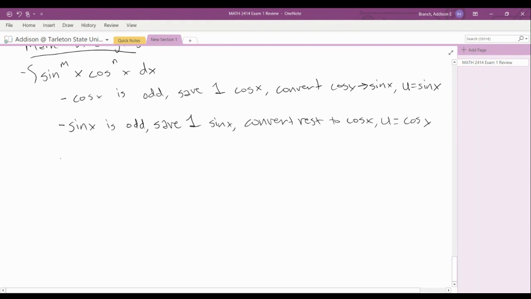Now, if both of them are odd, you can just pick whichever one you want to do. You'll get the same thing. The issue comes if both of them are even. And in that case, you're going to have to use those power reduction formulas in order to break that down into something that you can actually integrate.